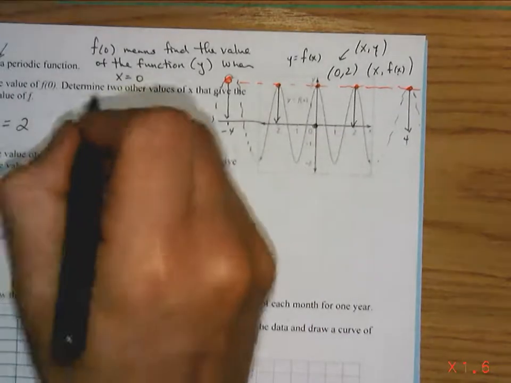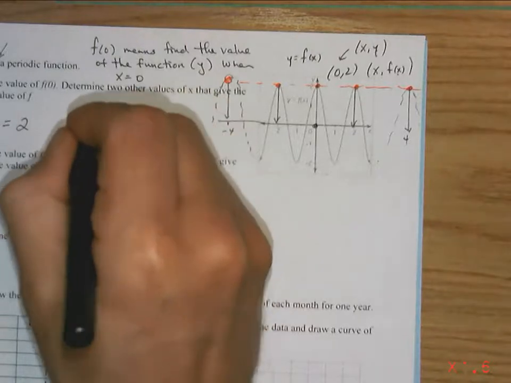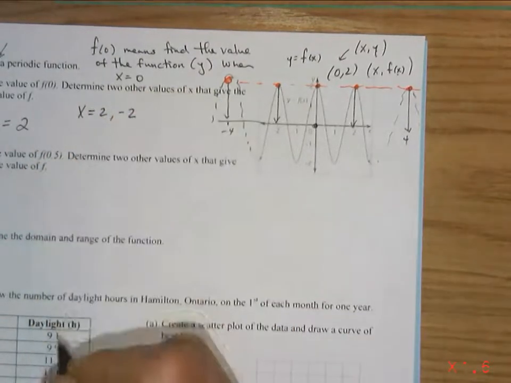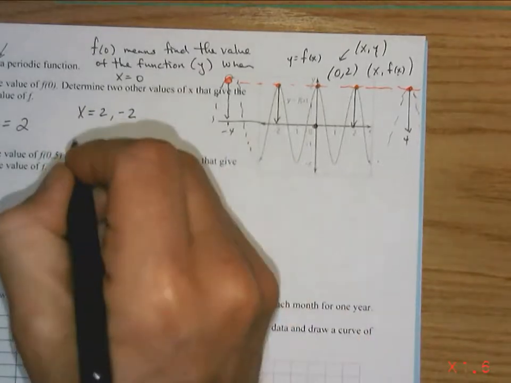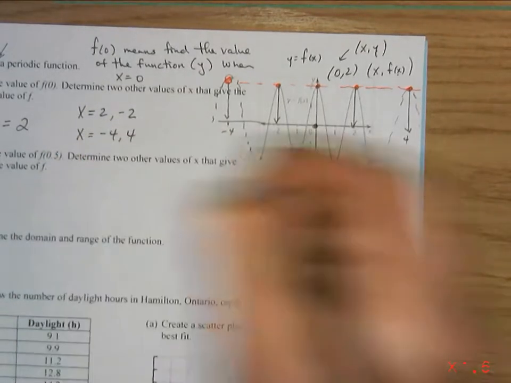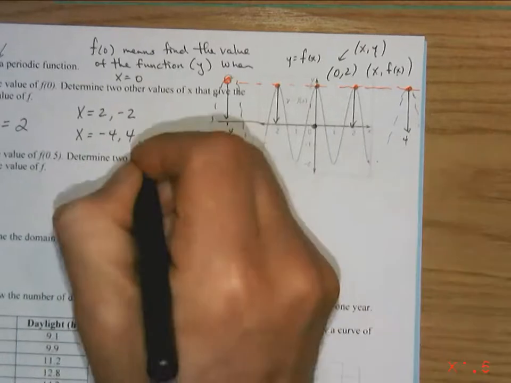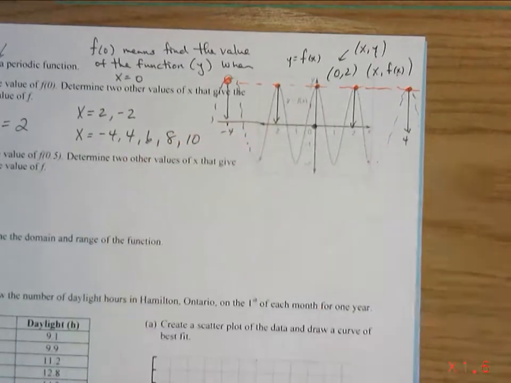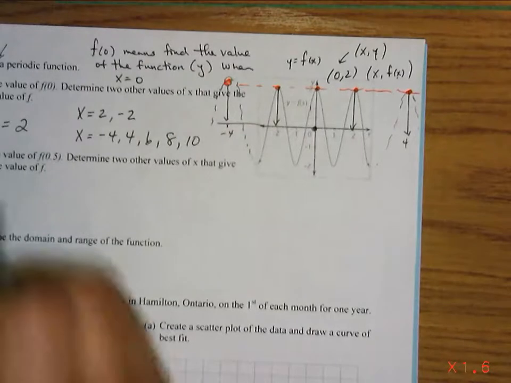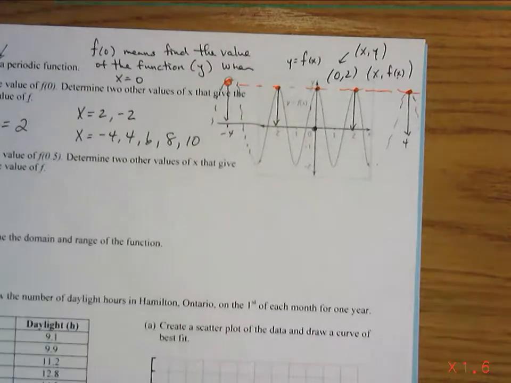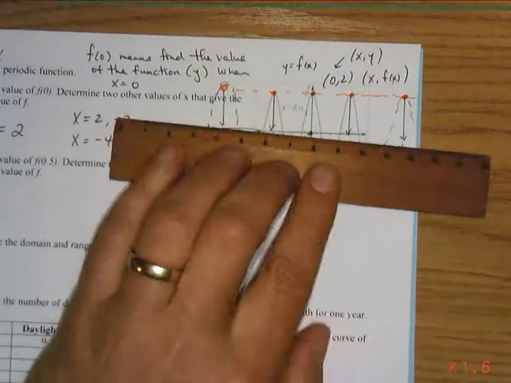So, determine two other x values. Okay, x equals 2, x equals negative 2, and to be honest with you, I have even more. X equals negative 4, x equals 4. It would continue again out here, 6, 8, 10. It would keep going and going and going. Find the value of f of 0.5. Well, 0.5 we need to find on our y-axis.